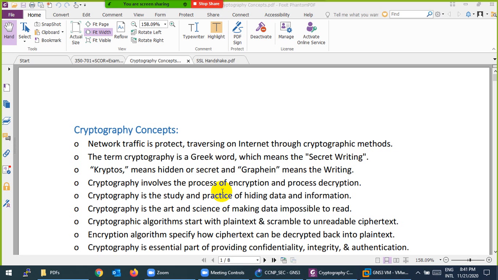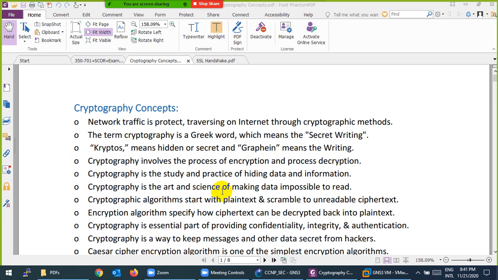We are going to start VPN. Before starting VPN, we need to know some basic terminologies. First, we need to know cryptography.